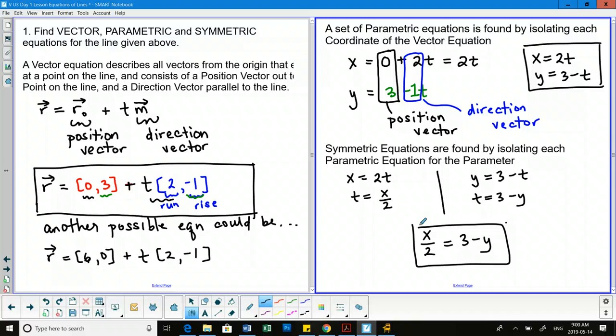Okay, so I think it's easiest, and when I say parameter here, by the way, I mean the t value. So I think it's easiest if you're going to get symmetric equations to just get them from the parametric equations rather than trying to figure out how all of that is connected. So get your parametric first, and then you can get your symmetric from there.